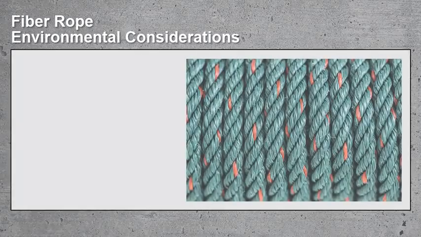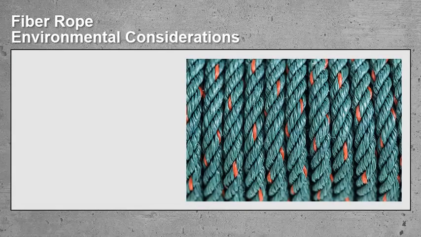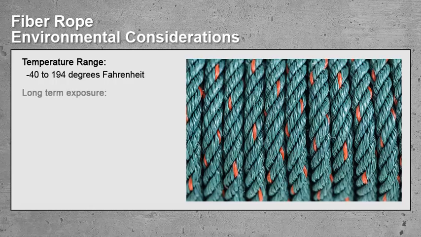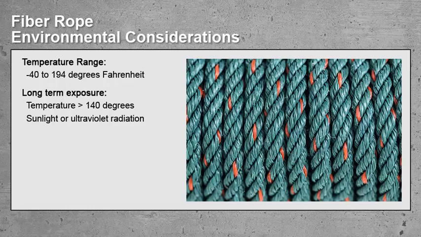The environmental considerations for fiber rope include the following. The temperature range is -40 to 194 degrees Fahrenheit. Some synthetic yarns do not retain their strength during long-term exposure above 140 degrees Fahrenheit. Also, long-term exposure to sunlight or ultraviolet radiation can affect the strength of natural, nylon, and polyester fibers. Be sure to consult the manufacturer on both of these conditions. Synthetic rope is not as durable as steel slings in that they will experience cutting, fraying, and abrasion if used to lift loads with edges.